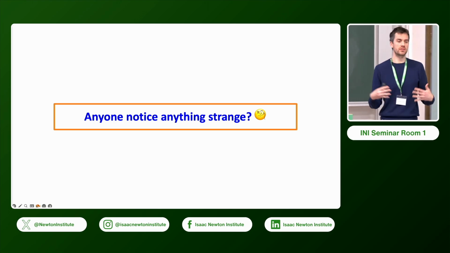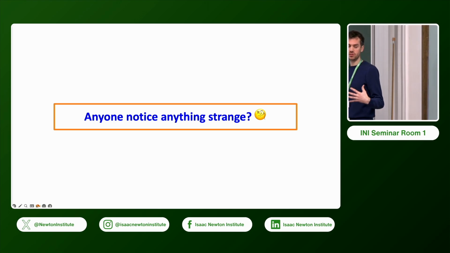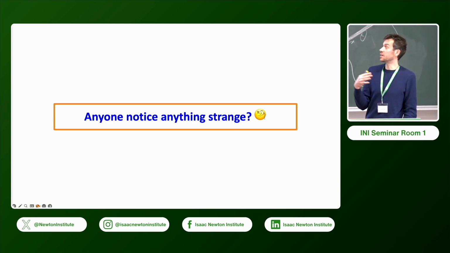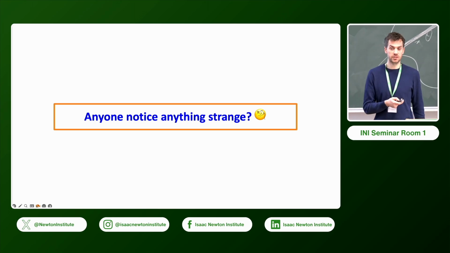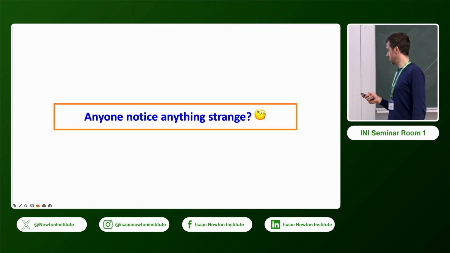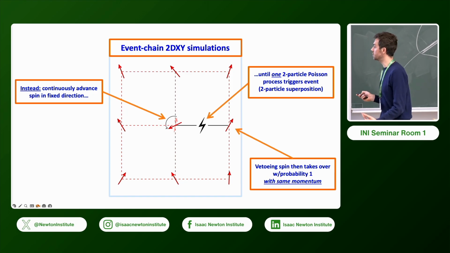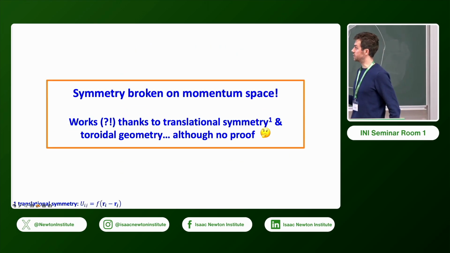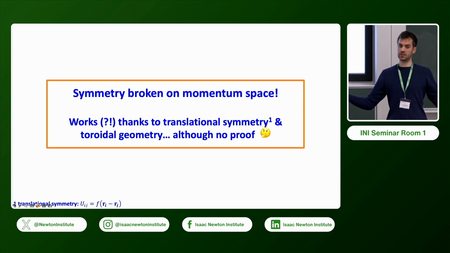So they're very much artificial momenta. It's just auxiliary momenta that have been introduced to improve sampling. Essentially. And then in theory they should be symmetric, but in this problem, the key thing is that the vetoing spin takes over with probability 1 with the same momentum. So the symmetry has been broken on momentum space, which probably seems quite strange.